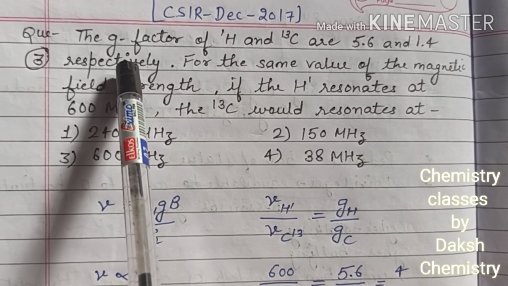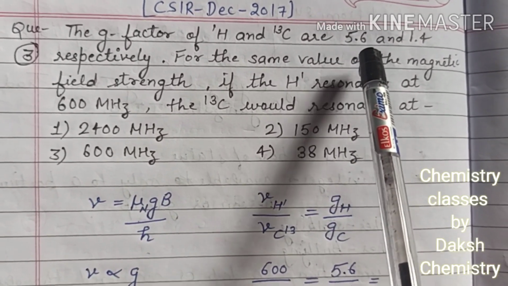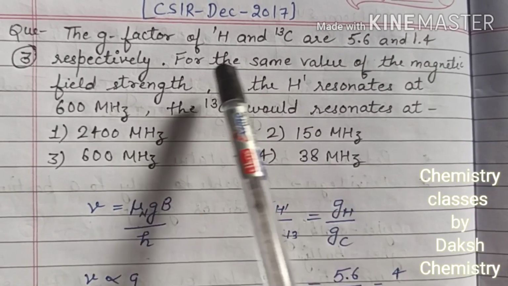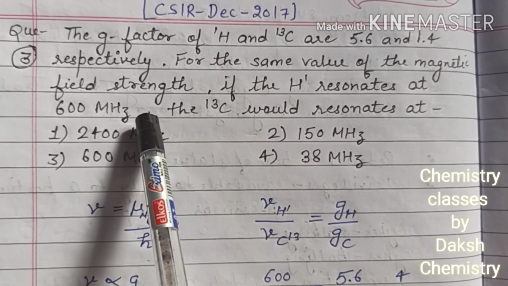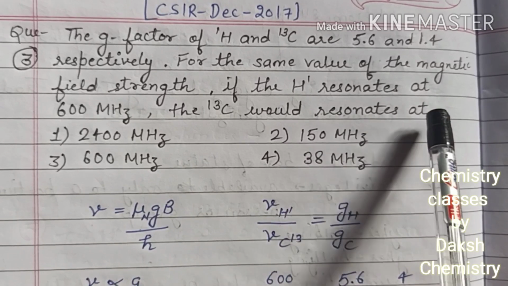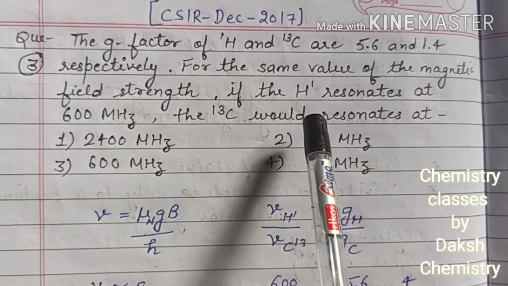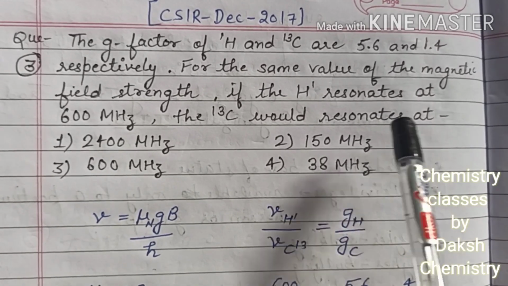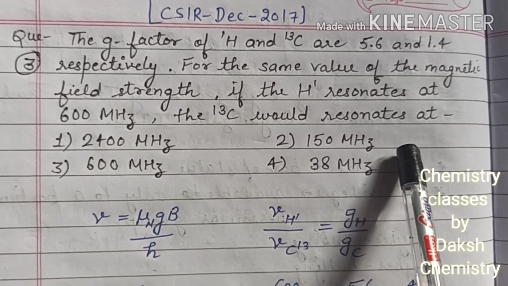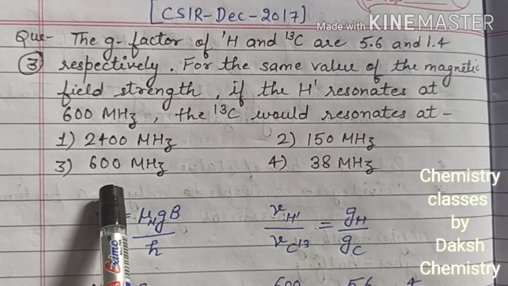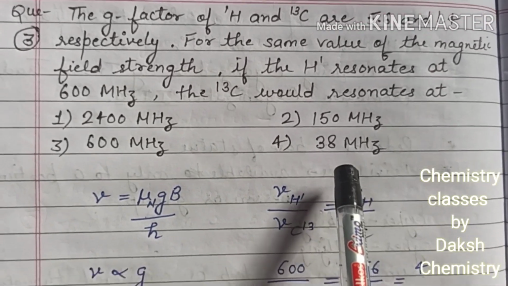The third question is: the G factors of H1 and C13 are 5.6 and 1.4 respectively for the same value of magnetic field strength. If the H1 resonates at 600 MHz, the C13 would resonate at? The given options are 2400 MHz, 150 MHz, 600 MHz and 38 MHz.